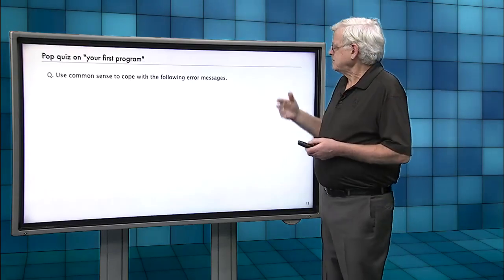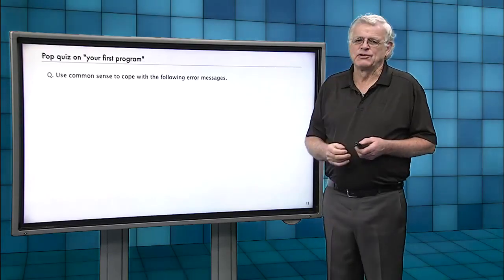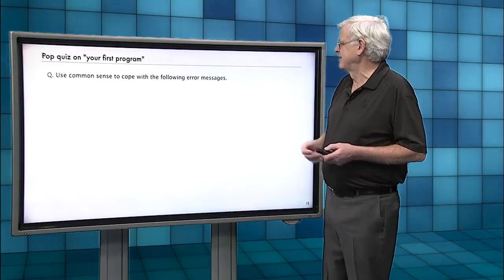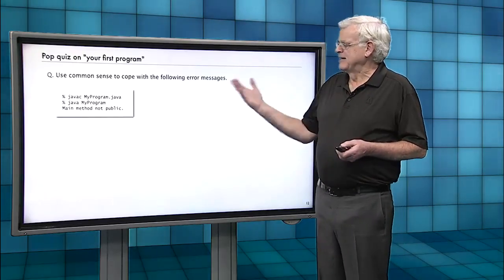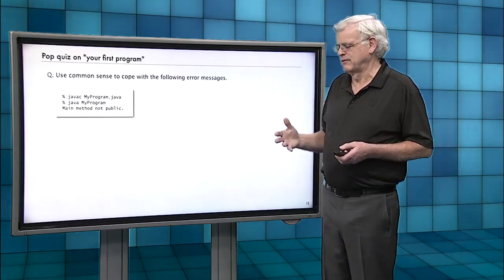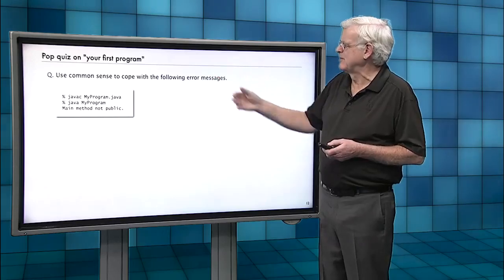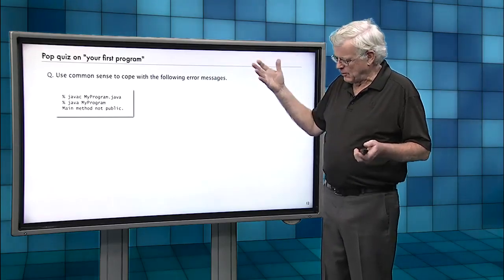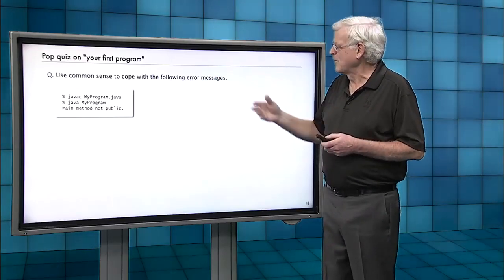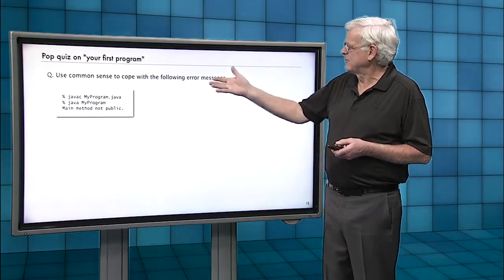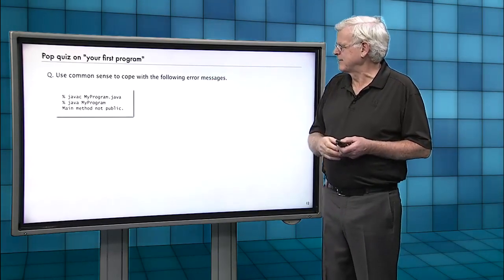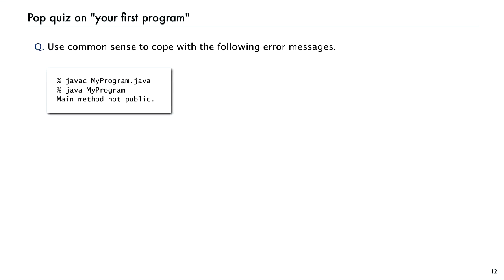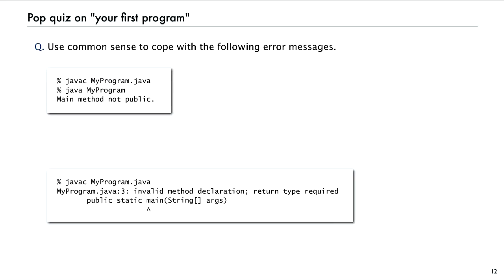Okay, so let's do just a quick quiz question on this, your first program. You've all run, from our first assignments, this program, hello world.java, and it printed out hello world. What happens if you type in your program and you get this error message that says main method not public, or this other one that says invalid method declaration, return type required?